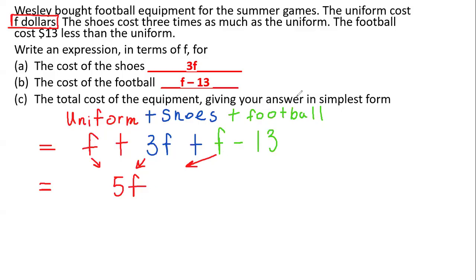And we have to bring down the take away sign, negative 13. So our answer, therefore, is 5F minus 13. How many persons got that before me? Anyone got that before me? 5F minus 13. Yes, very good. So the answer is going to be 5F minus 13.